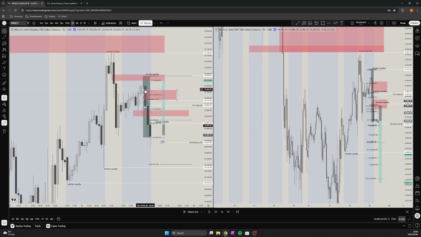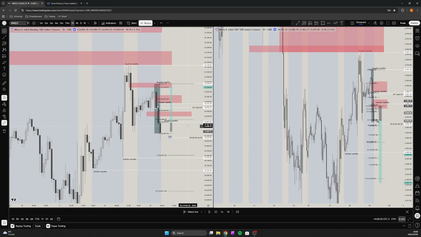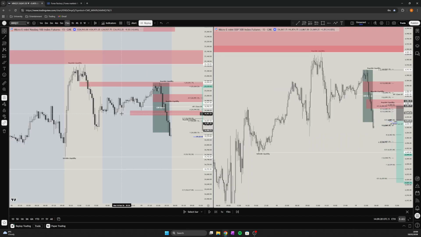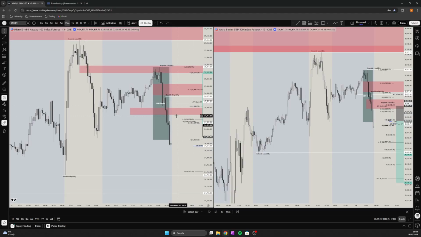This is acknowledged, right? But my overall bias was still bullish. And I think this is where I made the mistake, right? We saw displacement on the hourly, and then we see a massive displacement lower to take out these lows. This was London reversal in itself.